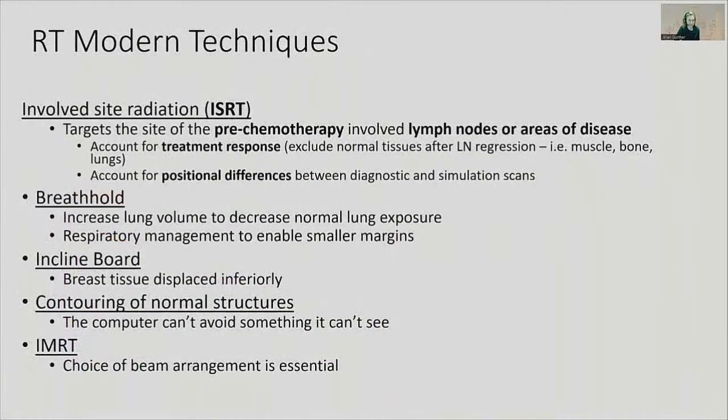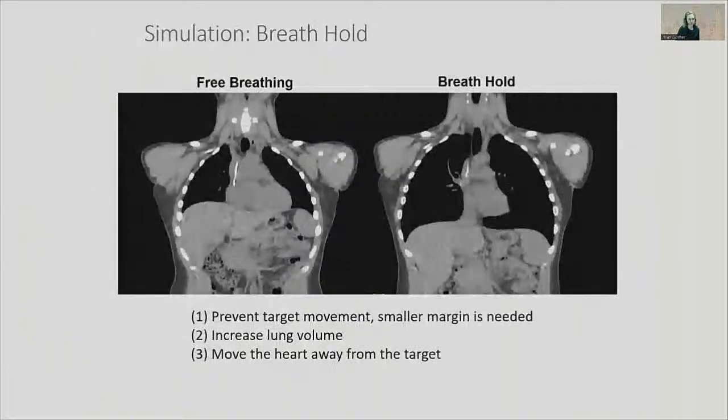We employ a lot of modern techniques in our treatment of patients with breast implant-associated ALCL and other lymphomas, but especially in this population, given the good prognosis, we wouldn't want to leave them with a lot of long-term toxicity. And so we employ techniques like involved site radiation therapy, which is targeting only the pre-chemotherapy areas of disease. We use deep inspiration breath hold. We often position patients on an incline board to adjust the breast tissue to move it away from other critical structures. And we also contour normal structures during that planning process so that we can better avoid them with our radiation therapy. Intensity modulated radiation therapy, or VMAT, are advanced radiation techniques that are again employed to help us keep dose off of normal structures.